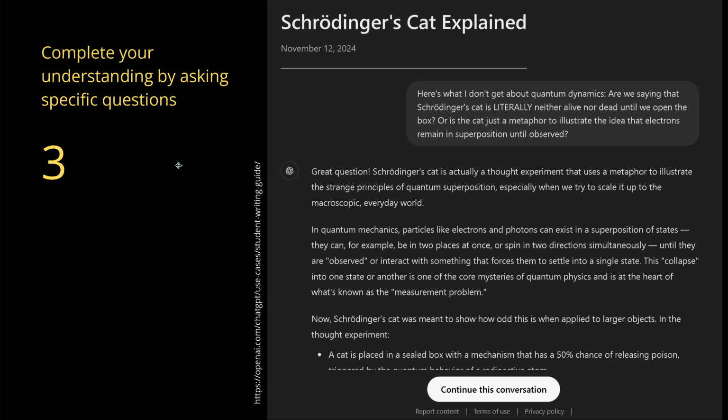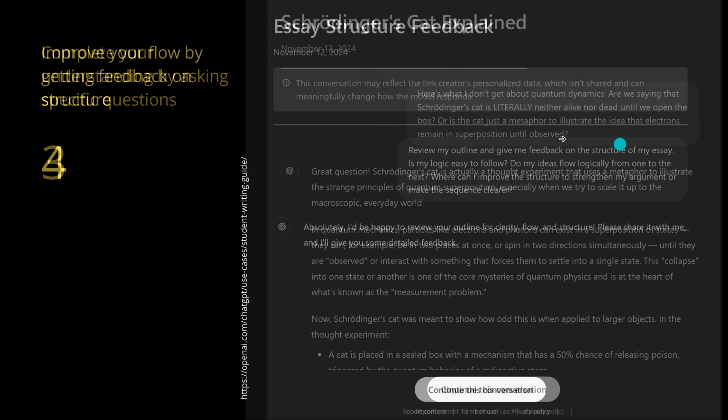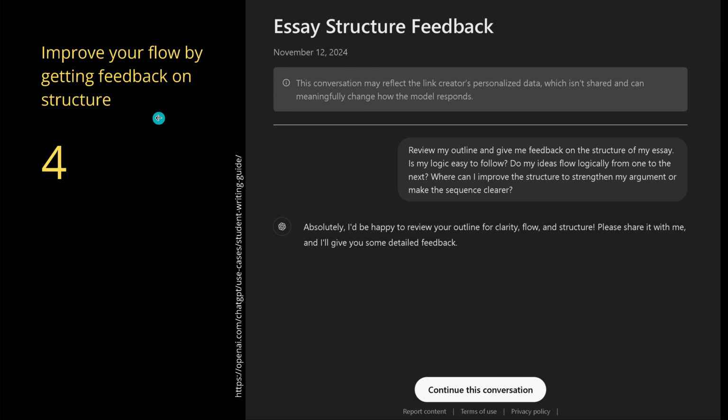Third, OpenAI recommends, complete your understanding by asking specific questions. So now we switch the topic and go to theoretical physics, quantum dynamics, and you put in, are you saying that Schrödinger's cat is literally neither alive nor dead until we open the box? Yes, so funny question. Point 4 is, improve your flow by getting feedback on your structure.